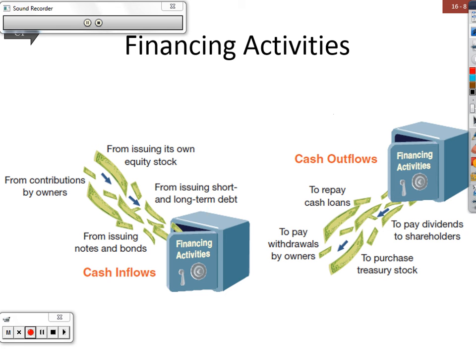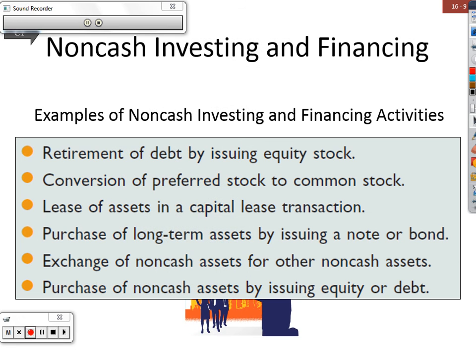Cash outflow: they have to repay any bonds or any loans that they have possibly received. They also have to pay withdrawals that the owners have taken throughout the accounting period. They have to pay dividends to shareholders, because we know that is a requirement. And if they choose to purchase any treasury stock for the sake of value, that's a cash outflow under financing. So sometimes there are some non-cash activities that possibly take place.